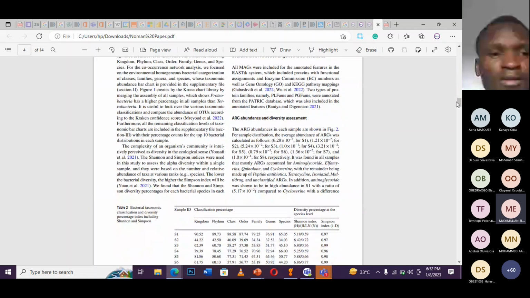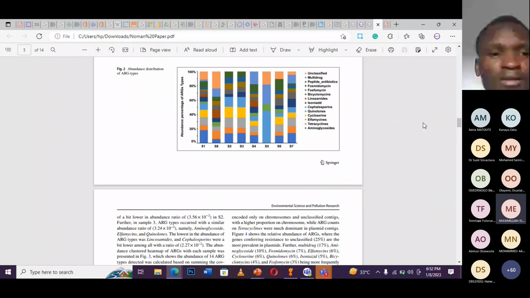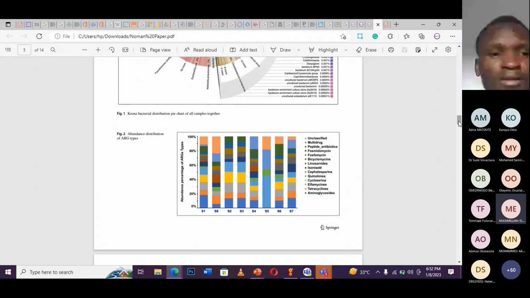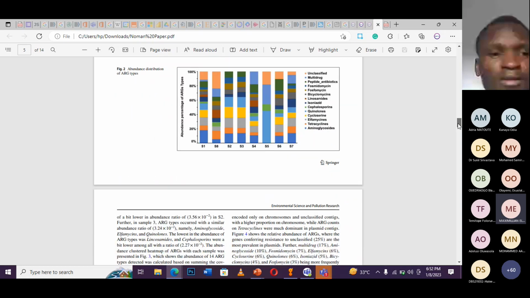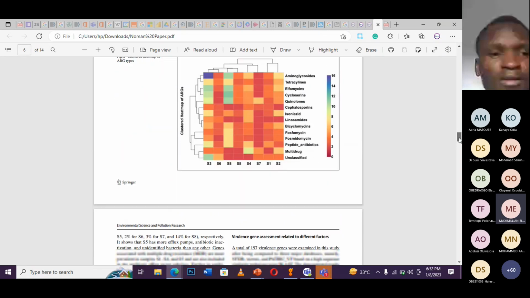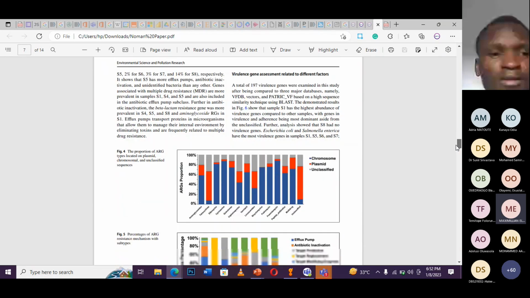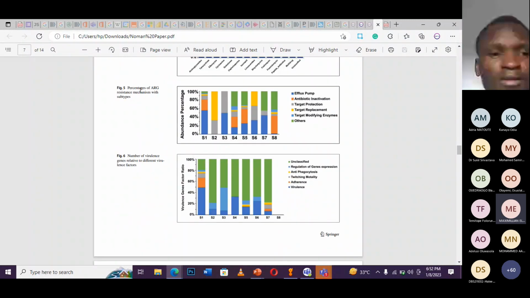Amazing. So we have the ARG abundance and diversity assessment. These are some of the visualizations of results. This is what we will do at the research workshop. This is the visualization for antimicrobial resistance profiling. This is for the chromosomal, plasmid, unclassified sequence. This is another kind of analysis entirely, which is not found in the workshop. But every other one is found in the workshop, like the virulence factors and the resistance mechanisms.